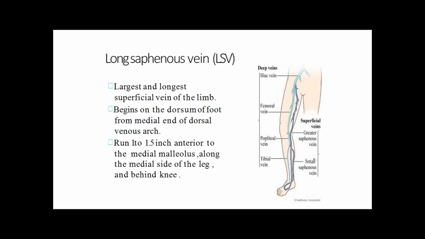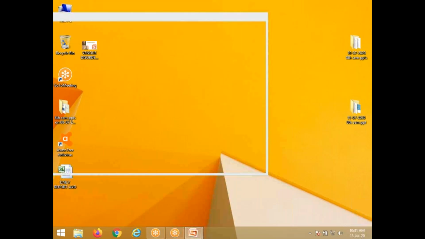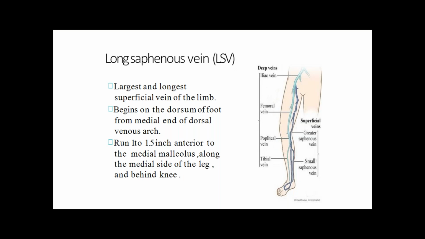So coming to the long saphenous vein. This is the largest and longest superficial vein of the lower extremity, so it is used in vein grafting also. Whenever the patient is undergoing bypass surgery, we will take the vein graft from the long saphenous vein, which begins on the dorsum of the foot from the medial end of the dorsal venous arch.